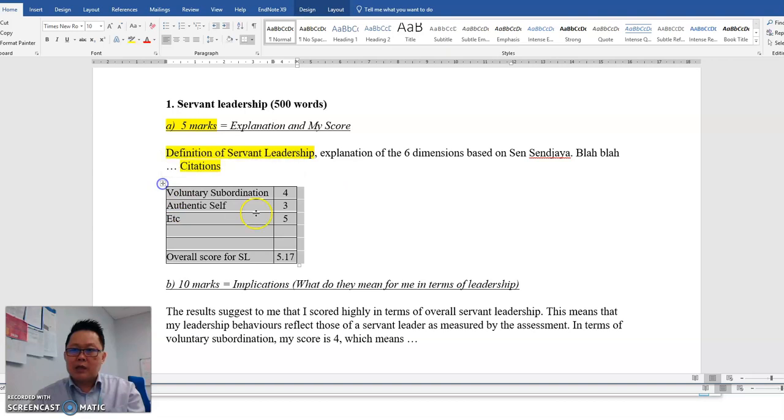Then I would suggest, as I mentioned in the lecture as well, that for simplicity's sake, for ease of reference, just put a small table with your assessment score here. So I've done this, for example, voluntary subordination 4 and so on. Then I have an overall score for servant leadership, 5.17.